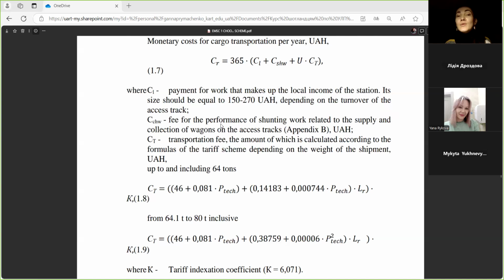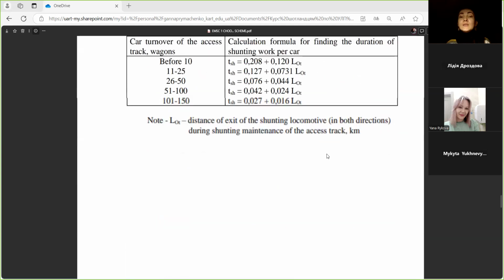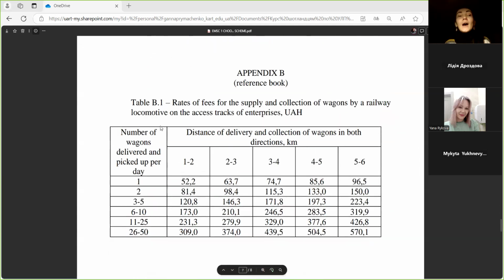SHW. It is the fee for the performance of shunting work related to the supply and collection of wagons on the access track. We can choose this parameter in Appendix B. In the first column, it is the number of wagons delivered and picked up. Please, one minute, I give you, you have to see what we have to find in this table B.1.